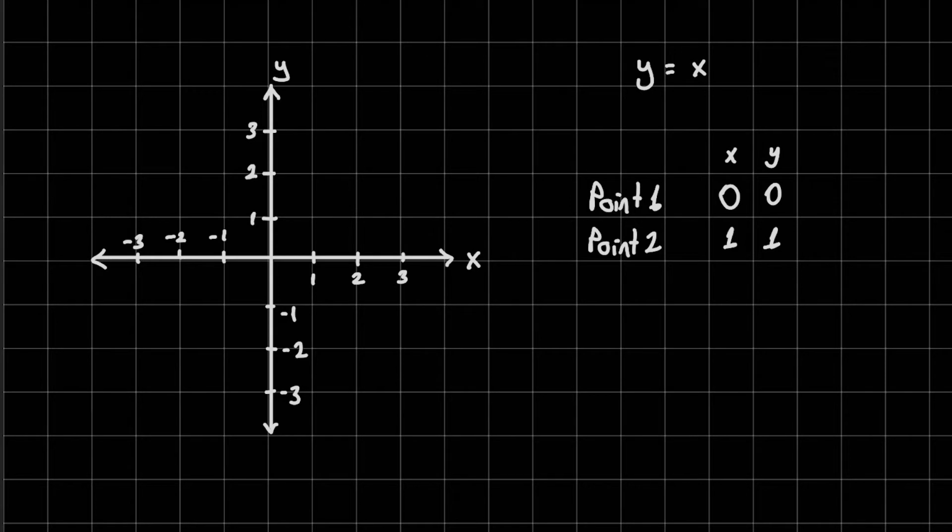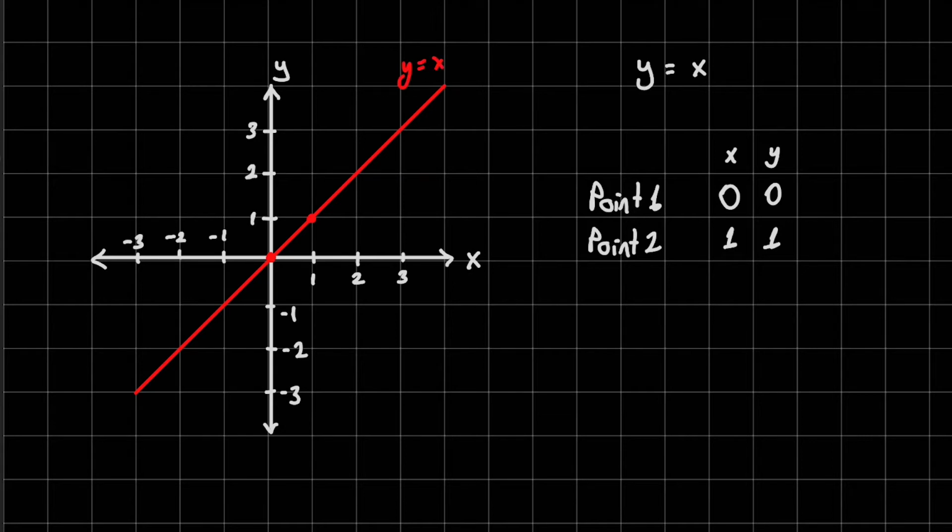So our first point is 0, 0. And our second point is 1, 1. So here are our 2 points. What we are going to do is we are going to draw a line that passes through both of these points. So here is our line, y equals x.